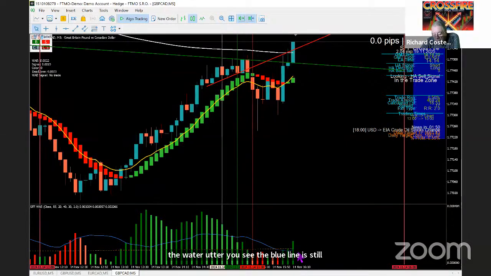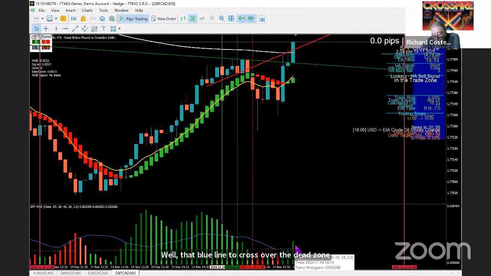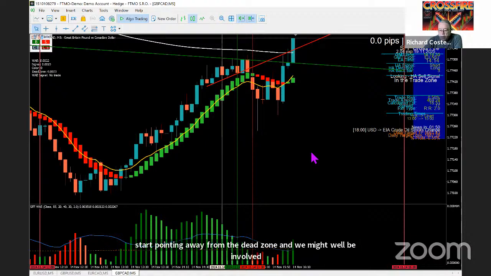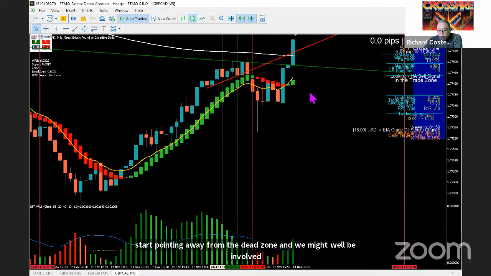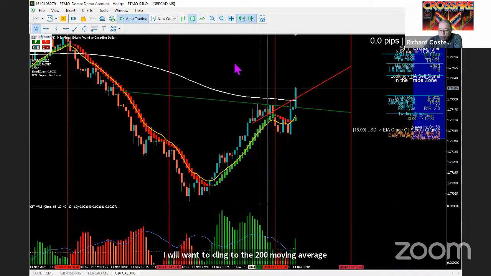to get in for a buy, but it won't take much for that blue line to cross over the dead zone and start pointing away from the dead zone, and we might well be in for a buy on this. The other scenario is price will want to cling to the 200 moving average. So we just have to wait and see.